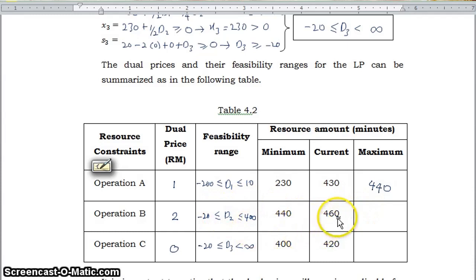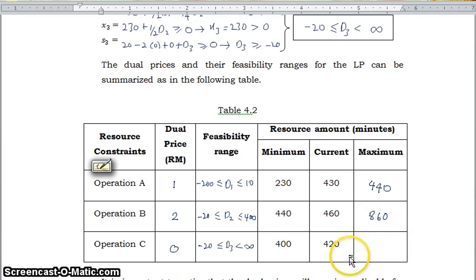Okay, for operation B, the current operating time is 460 minutes. To keep the current solution feasible, Toyko can only reduce the operating time by 20 minutes. Therefore, the minimum operating time in operation B is 460 minus 20, which is equal to 440, and the maximum operating time is 460 plus 400, which is 860 minutes.